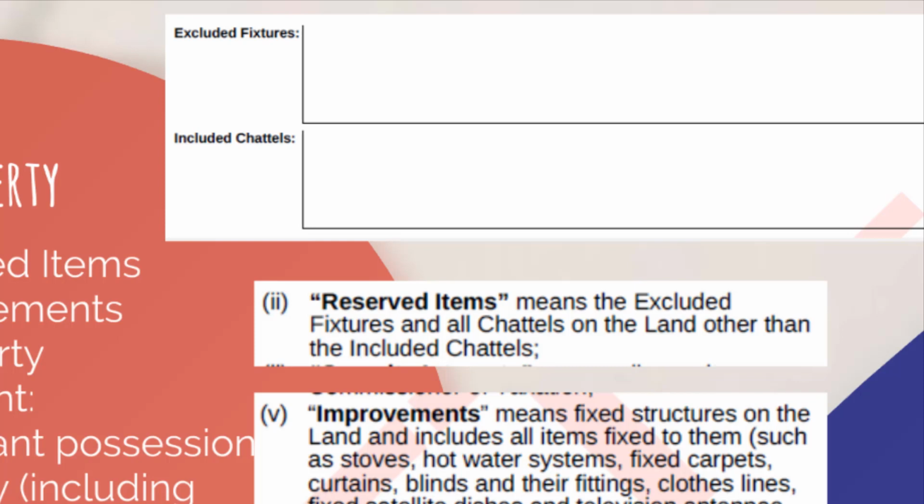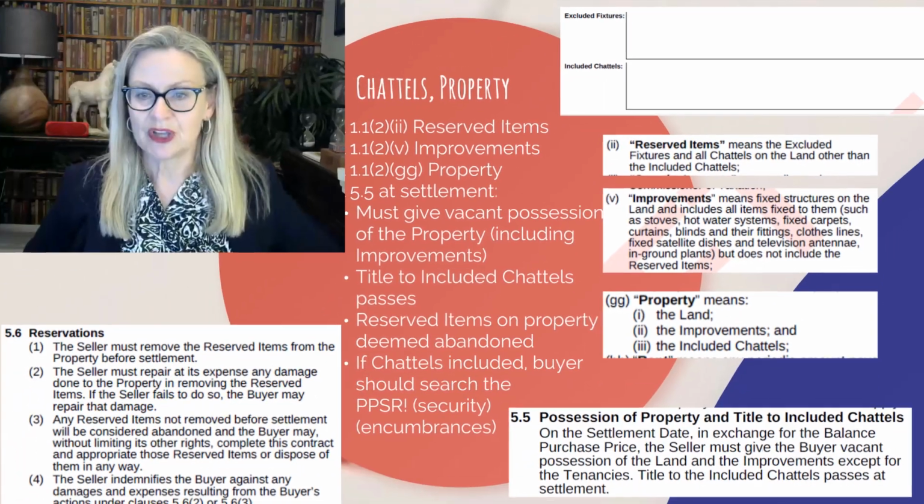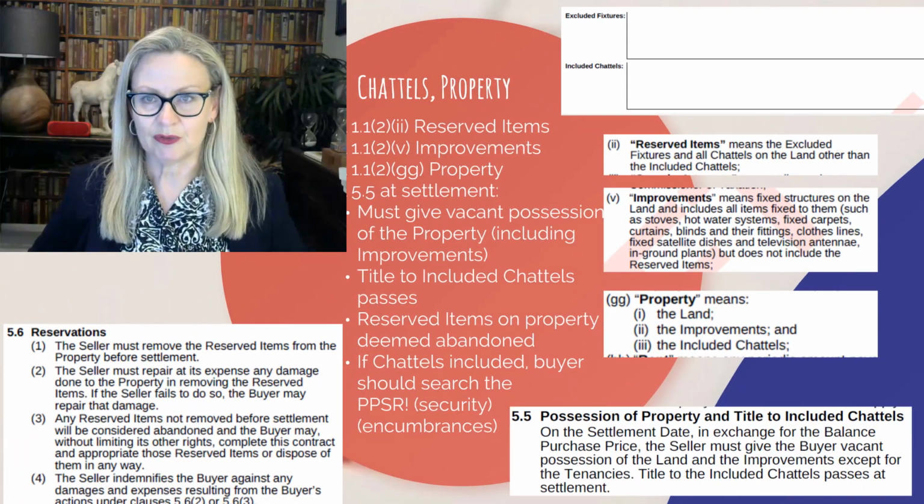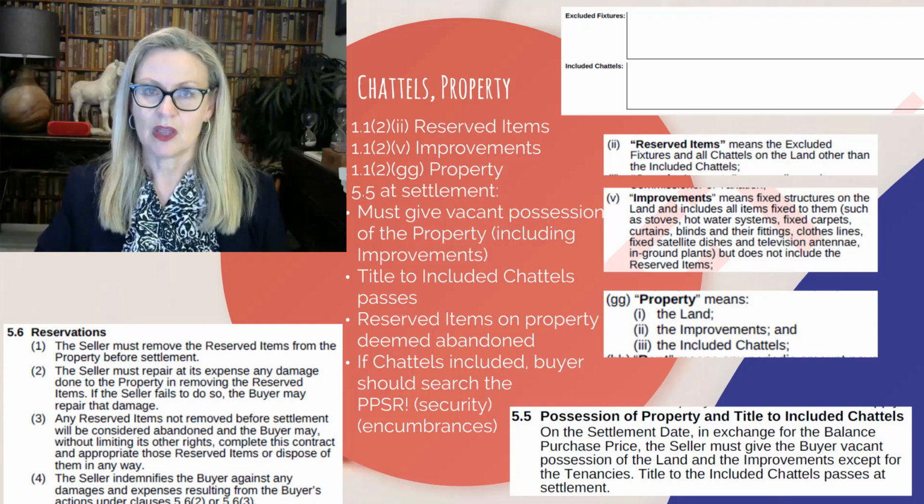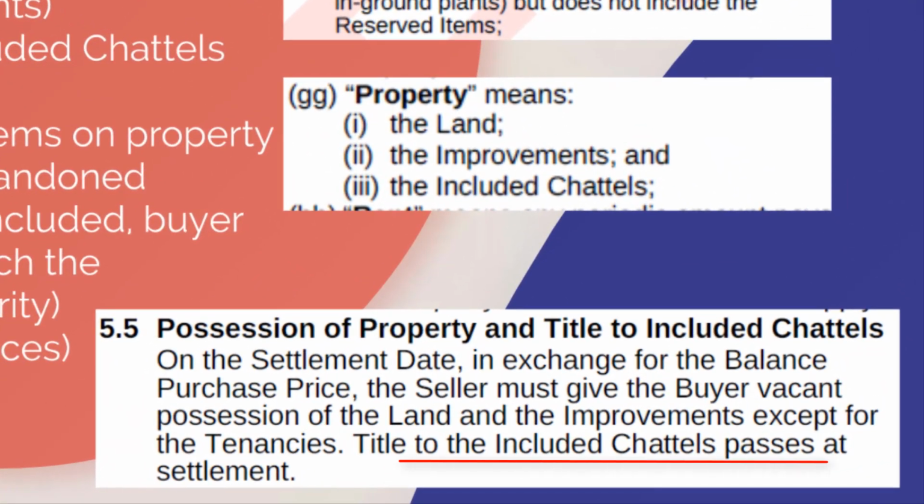However, chattels are a different story. As you can see in the definition of reserved items, all chattels on the land are going to be reserved items unless they've been specifically included. So all of the loose items on the property, the seller is going to retain those unless they have been specified in the contract as included chattels. And where they are included as chattels, then possession is going to have to be given for those as well. Note that title to the included chattels passes at settlement.